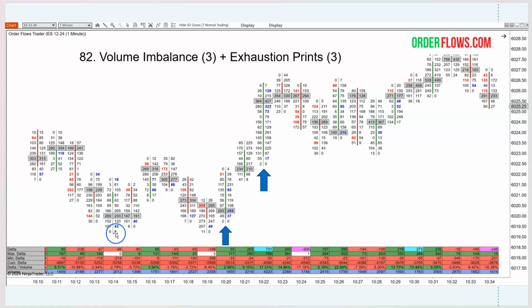Do you have an exhaustion print? 6. Again, I have it set at 3, so it doesn't qualify. Here you got multiple imbalances, but you don't have the exhaustion print. What did the market do? Did it go down? Yeah, it did, but it didn't do much of anything else.